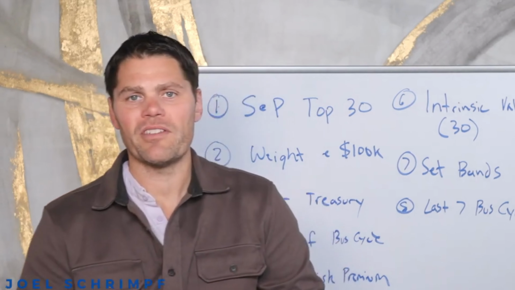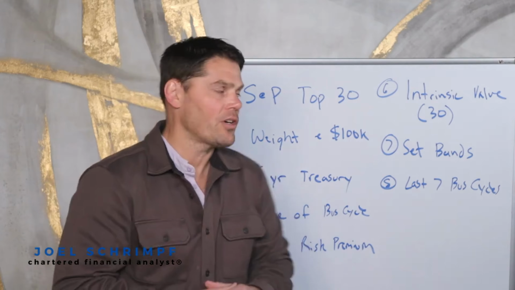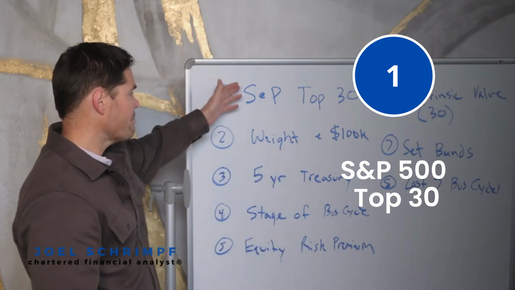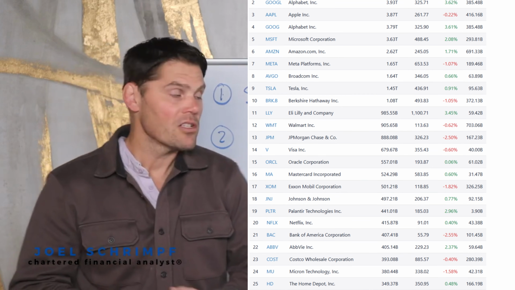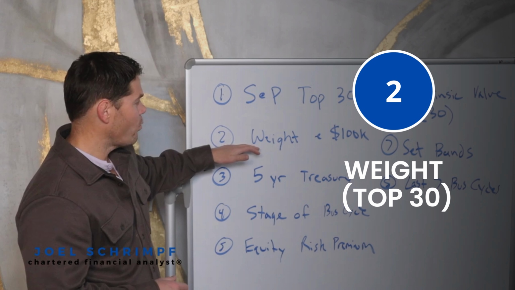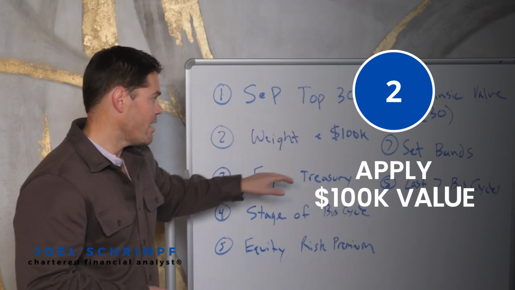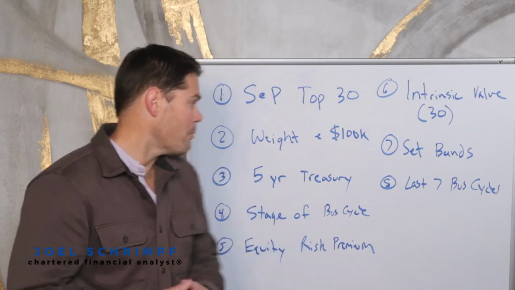I want to start by just giving 8 variables that I want to look at deeper, and these are in no particular order. But first off, I'm looking at the S&P 500 top 30. Like I mentioned before, I want to take those top 30 so I can understand how they're valued. Second, then, I take the weight of those top 30, and then I apply $100,000 value to each as an example of an investment portfolio.